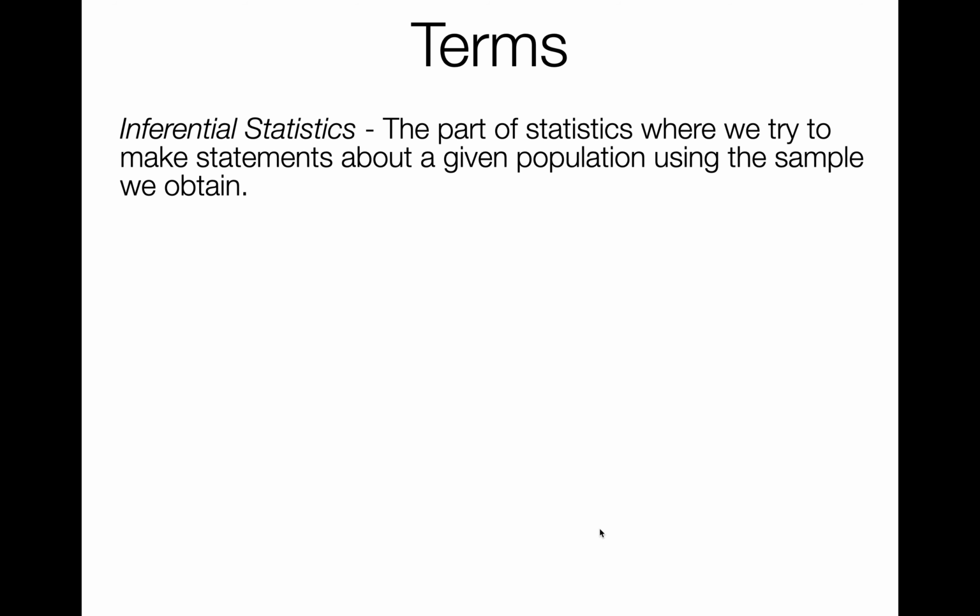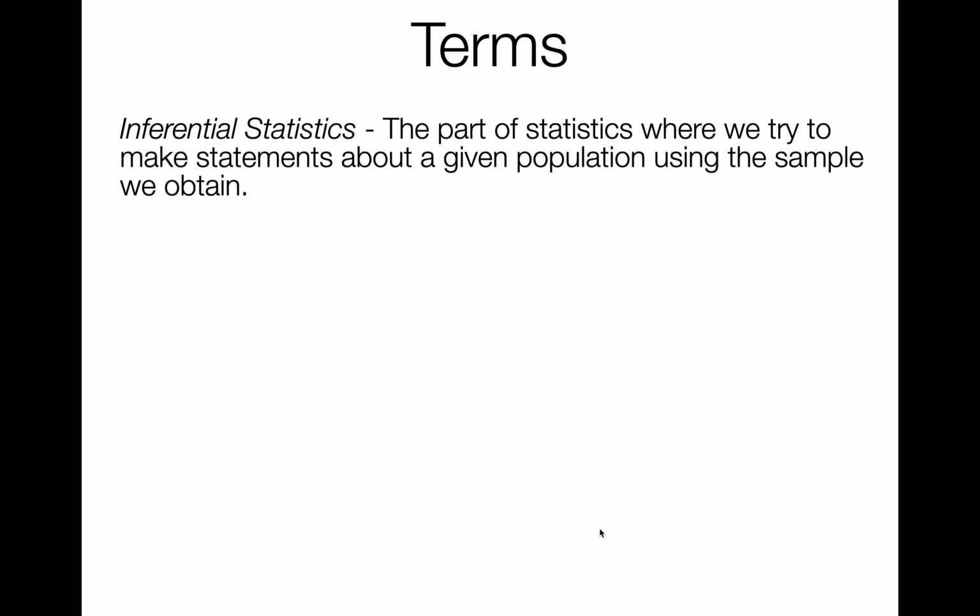So let's start off, as we always do, with some terms. The first term, which is what I just mentioned before, is inferential statistics. Inferential statistics is the part of statistics where we try to make statements about a given population using the sample we obtain.